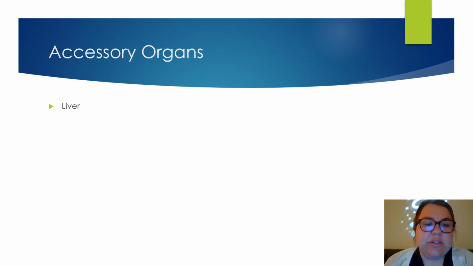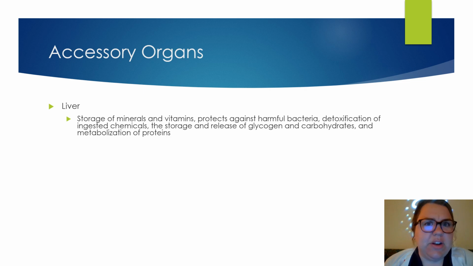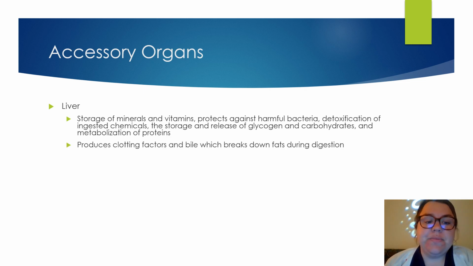Now, accessory organs are very important in our GI system. We have our liver. What is the purpose of our liver? The liver has so many different reasons why we have it and different things it does. It stores minerals and vitamins for us. It helps protect against bacteria, detoxification of ingested chemicals, the storage and release of glycogen and carbs, and it metabolizes our proteins.